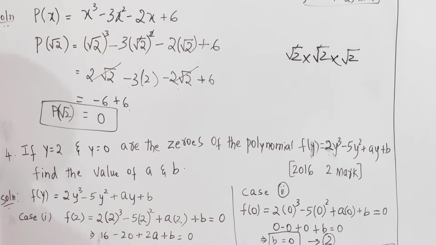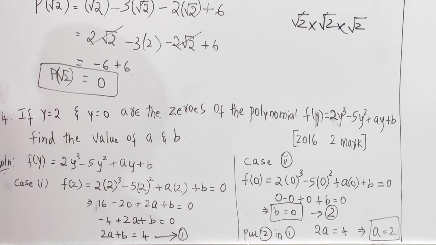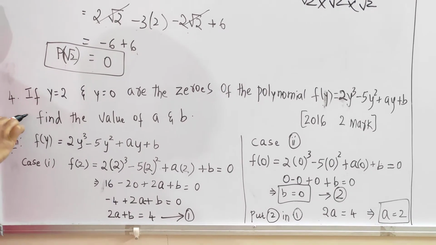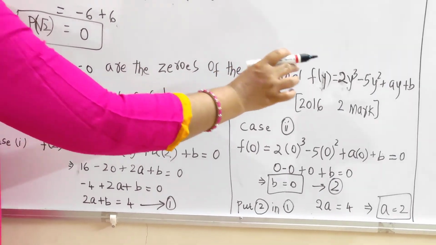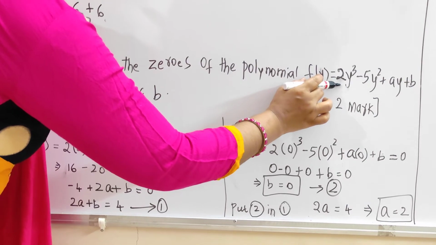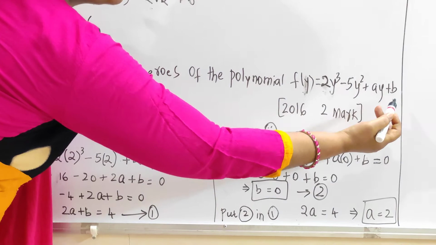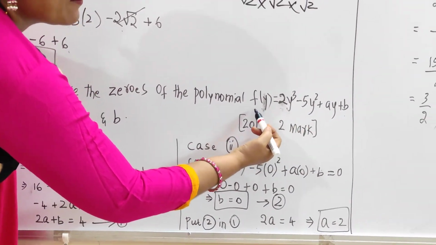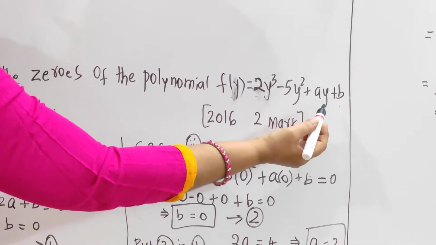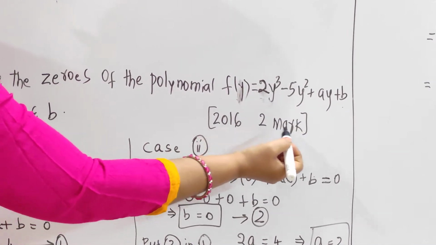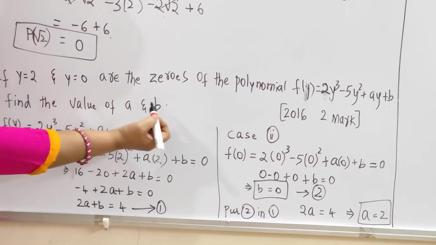Now let us come to question number 4, which is quite different from all other questions what you have learned so far in your textbook. So let us see, if y equals to 2 and y equal to 0 are the zeros of the polynomial, f of y equal to 2y cube minus 5y square plus ay plus b. Look at this polynomial, f of y equals to 2y cube minus 5y square plus ay plus b. This was asked for 2 marks in 2016. We have to find the value of a and b.